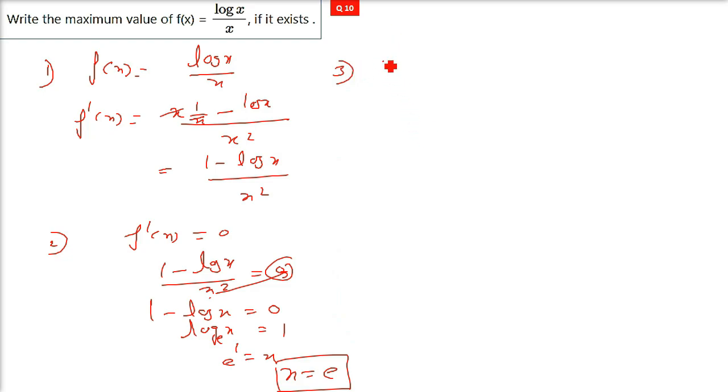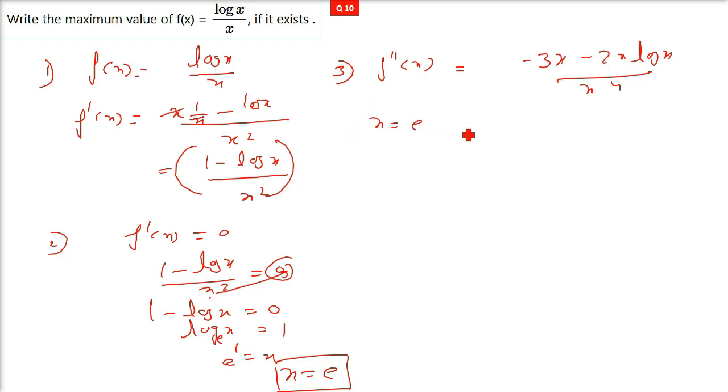Next one is the double differentiation, f double dash x. And since the first derivative has already been completed, the second differentiation is your responsibility. I'm writing the final result for you just to equate it with what you have done. Now when you put x equals to e here, I'm just trying to show you that you are going to get a negative for sure. If you get a negative, that means we are arriving at the maximum.